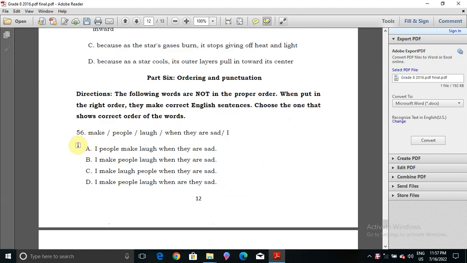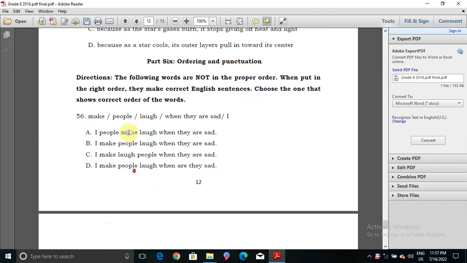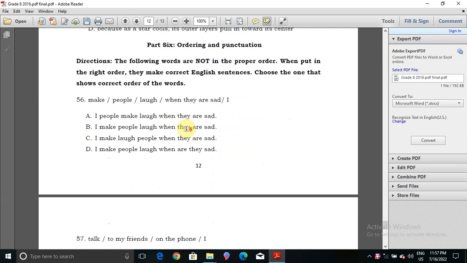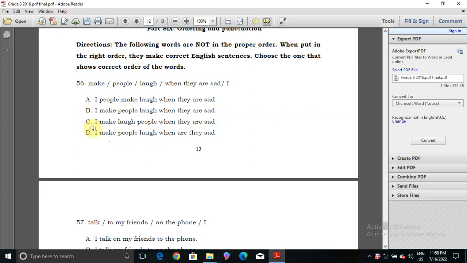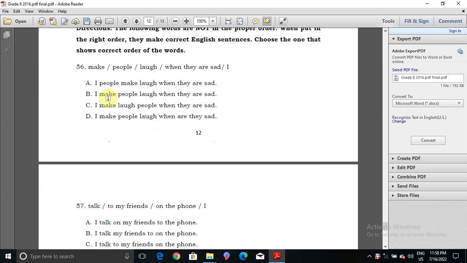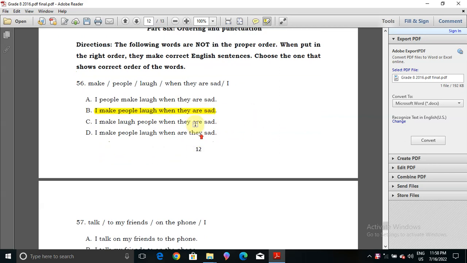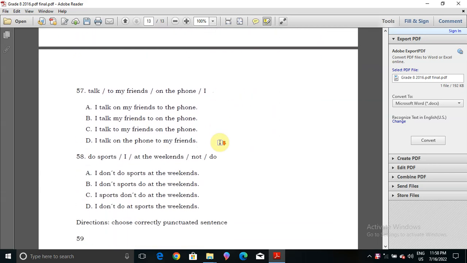Here from question number 56, what we have: make people laugh when they are sad. I. Now after arranging the words together, we will see the 4 choices here. I people make laugh when they are sad. No, it's not arranged correctly. I make people laugh when they are sad. Yes, this one is the correct one. That's arranged correctly.